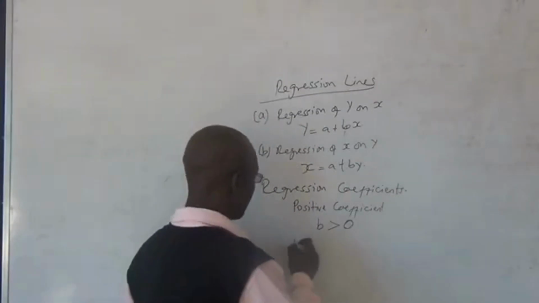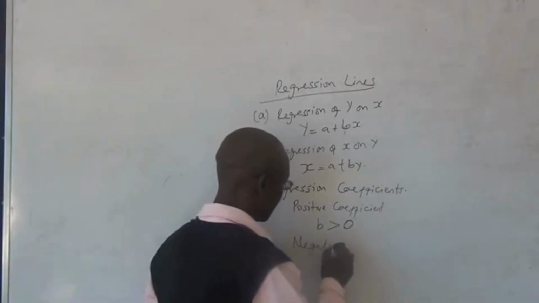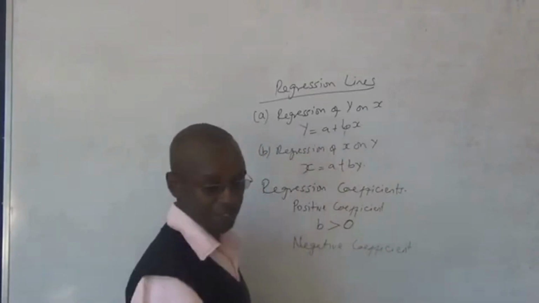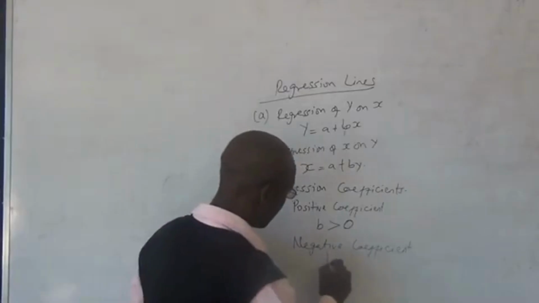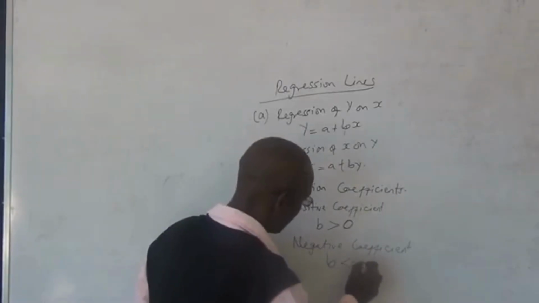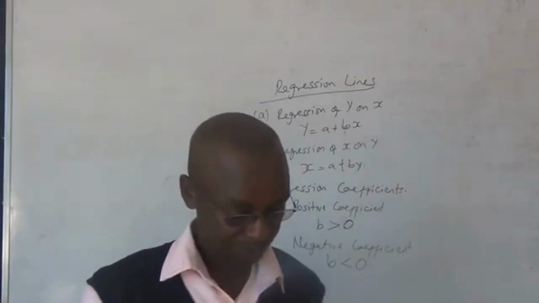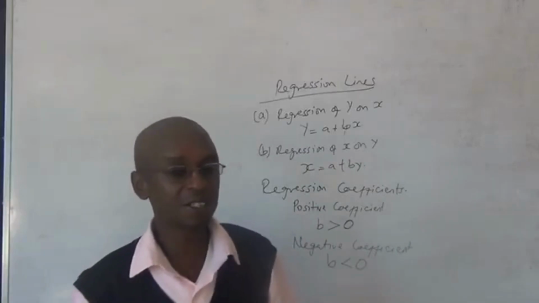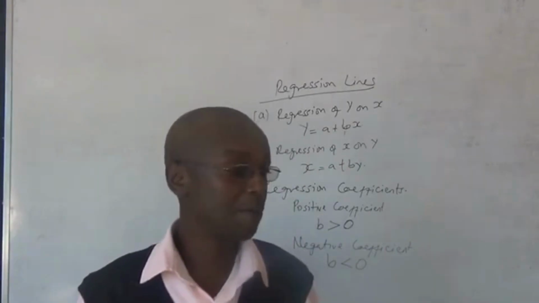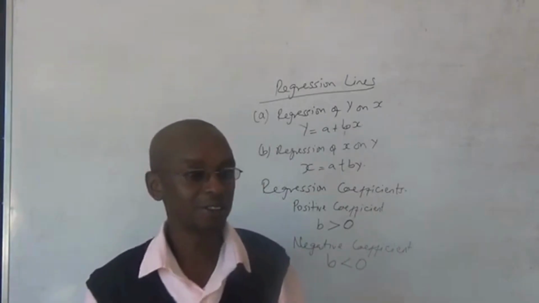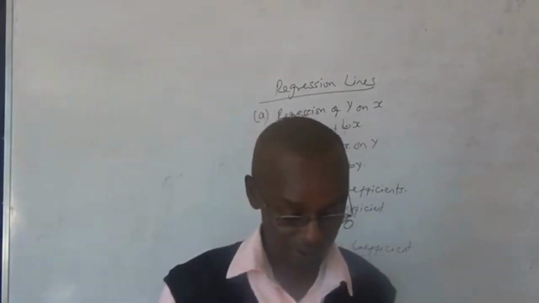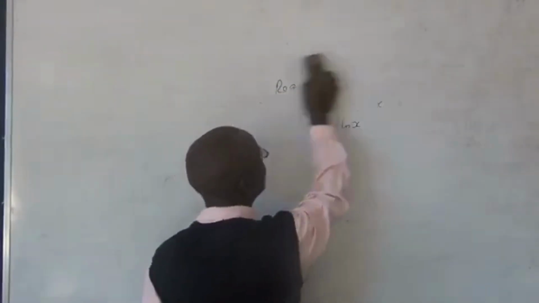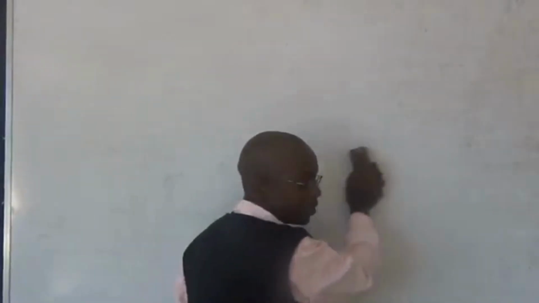Then you have a negative coefficient. B is less than 0. A negative coefficient indicates an inverse relationship. Example, price and demand.